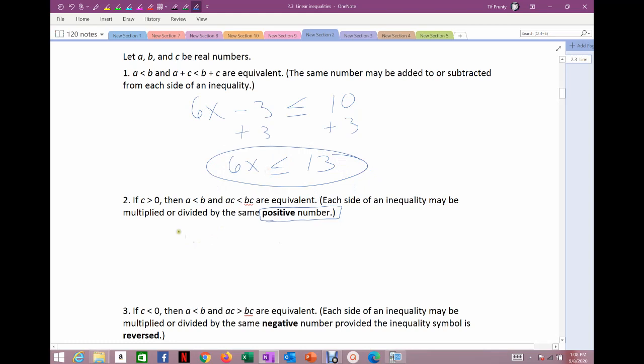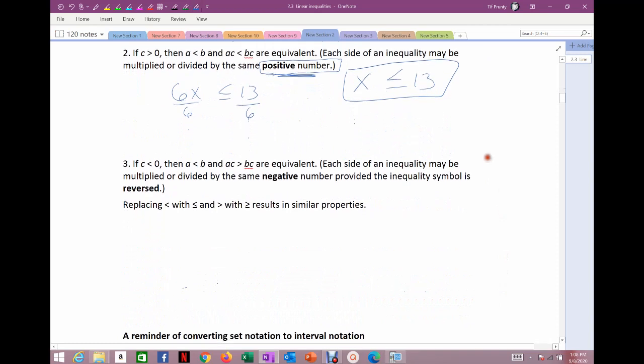And so using the example above, 6x is less than or equal to 13. If I want to get rid of the 6 on the x, well, I divide by it. Right? 6 is a positive number, so I'm okay. So then I get x less than or equal to 13/6. The same thing would work if I multiplied as well. As long as it's a positive number, I'm fine.